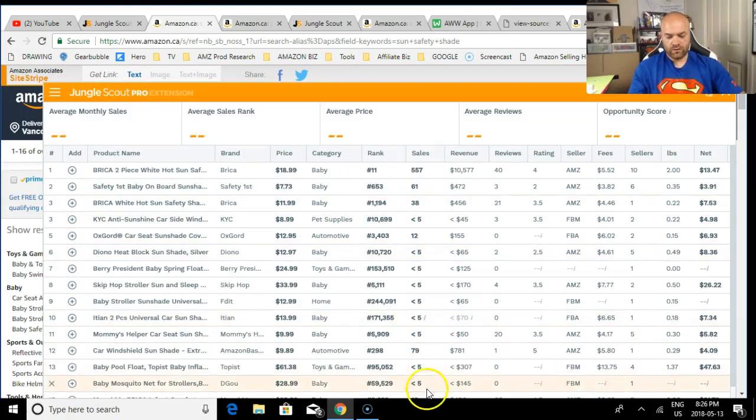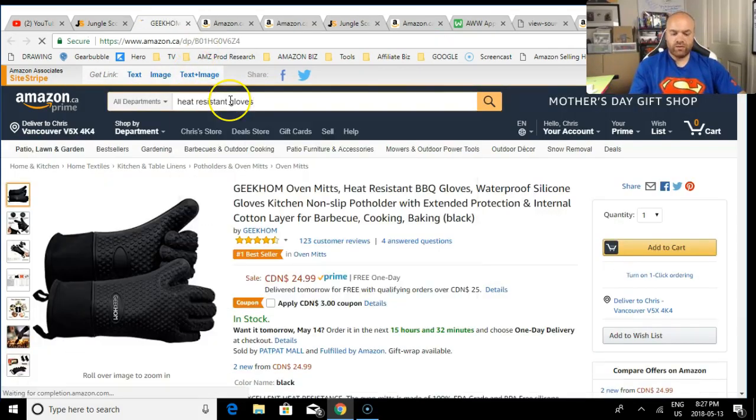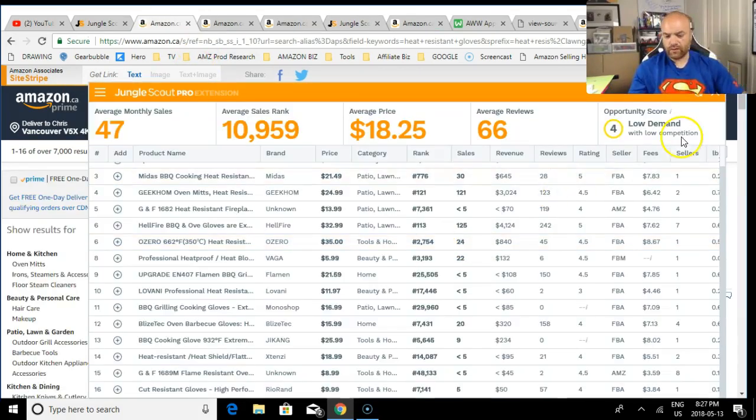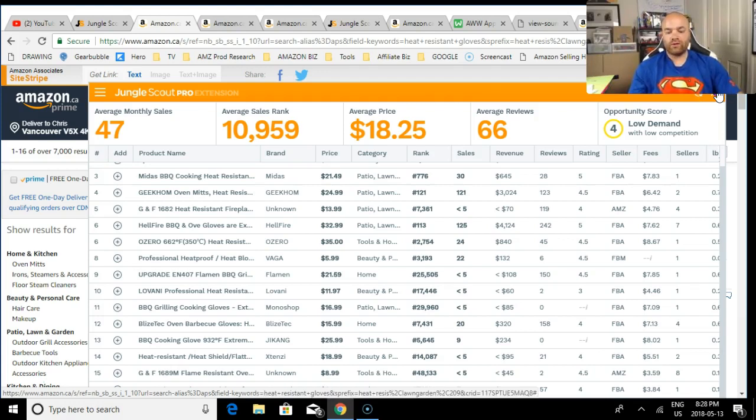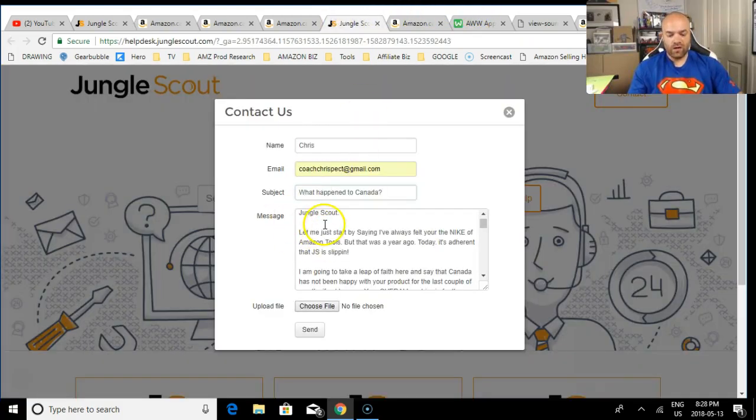Okay in the top, and then just after that, all these less than 5s. Barbecue gloves. And this is a competitive category. Bunch of them here. Anyways, that is just a look at how many of these less than 5 symbols there are in the Canadian marketplace. It's just dwindled completely. So I'm reaching out to Jungle Scout to see what's going on.